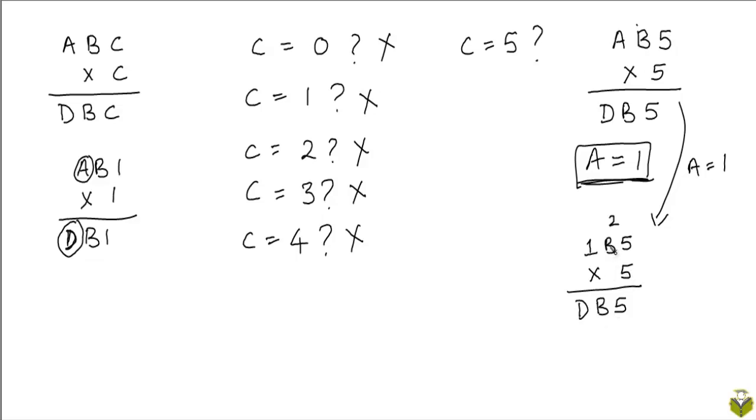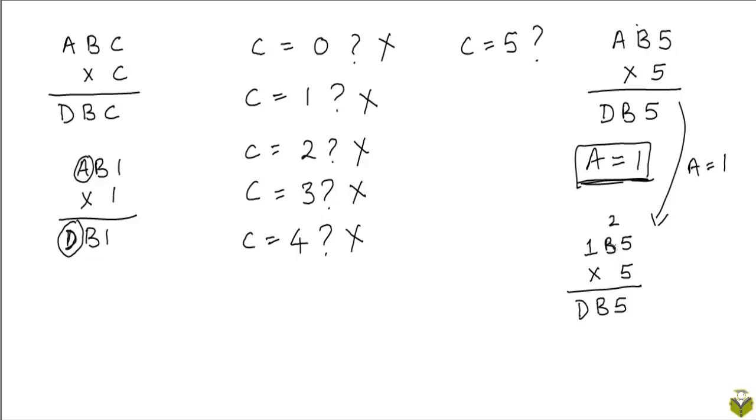If B was 0, 5 times a 0 would be a 0. 0 plus 2 would be a 2. So we would have a 2 here. That's not possible because we just put B to be equal to 0. And B cannot be both a 0 here and a 2 here. It should have the same value everywhere. So B cannot be a 0.